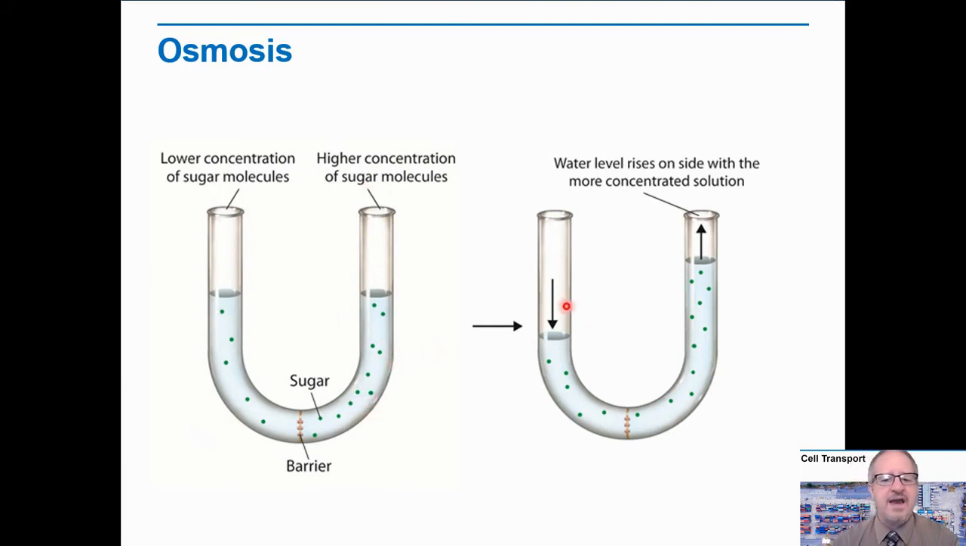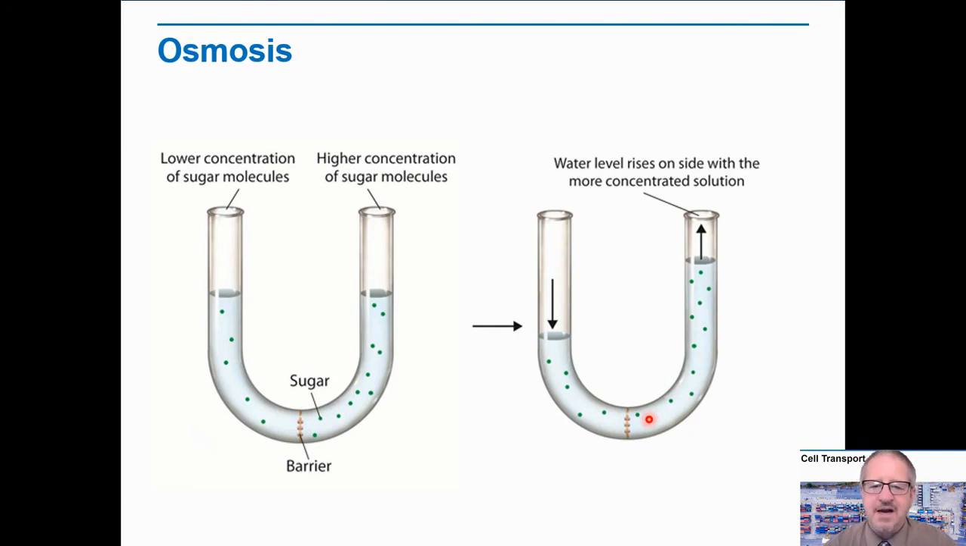And what we find happening is that in order to become equal, we have to get some water to move to the right side in order to dilute the sugar, so that by volume, by the amount of water and solution on each side, the concentration of solute becomes very, very similar based on volume.